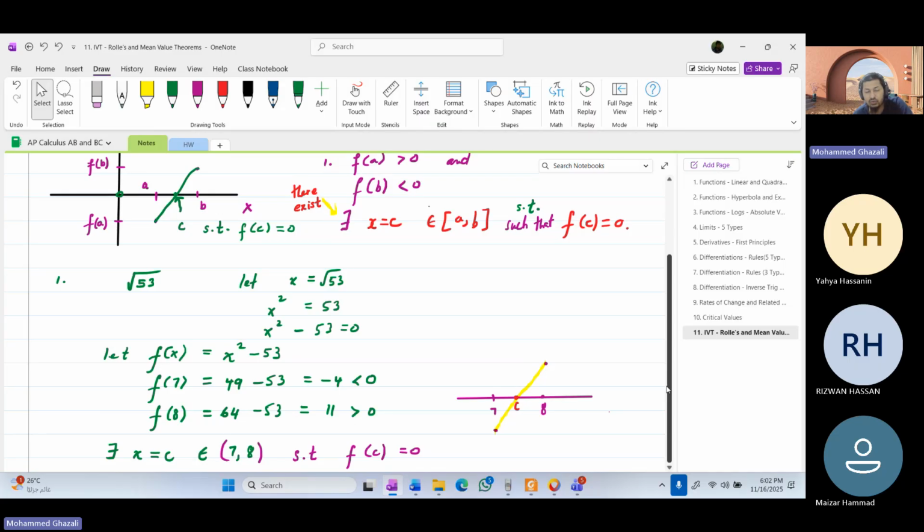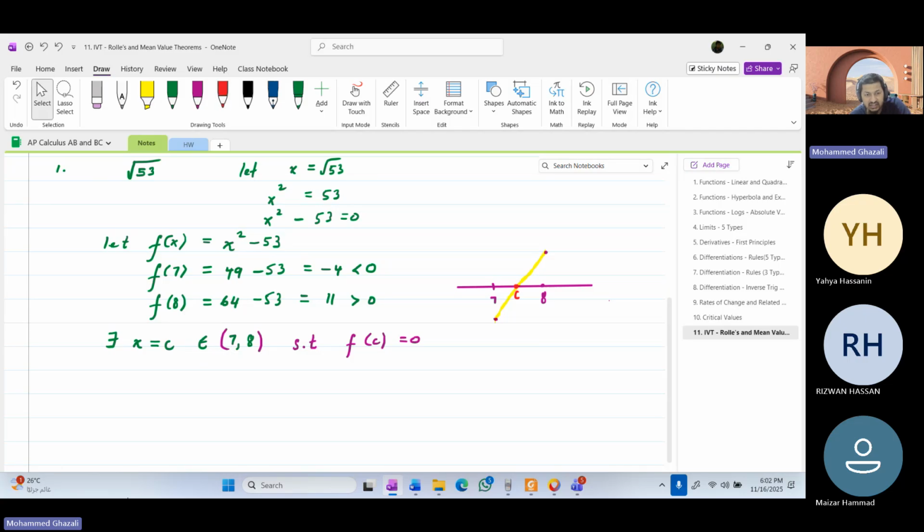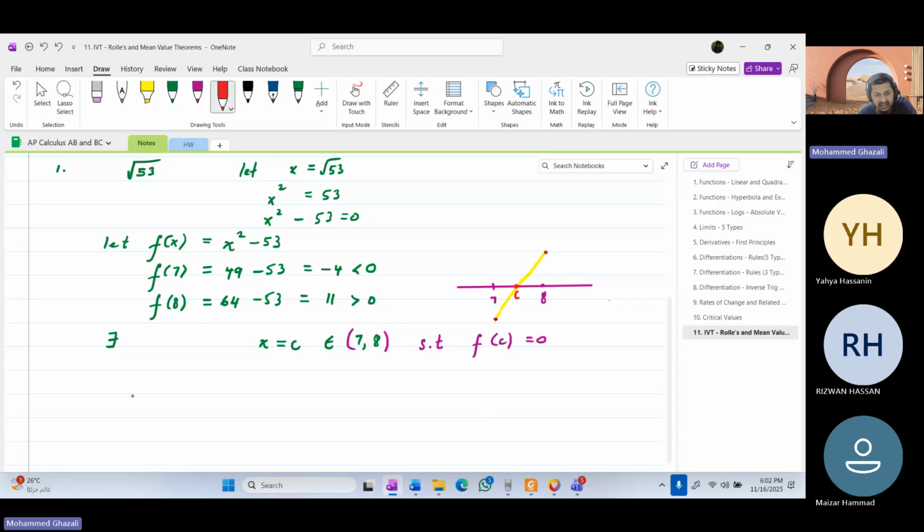There exists a root x is equal to c. What is c? You didn't define what c is. There exists a root right here. x is equal to c is a root. So all we are saying is that the answer for square root of 53 is between 7 and 8. Are we good, guys? You understand?